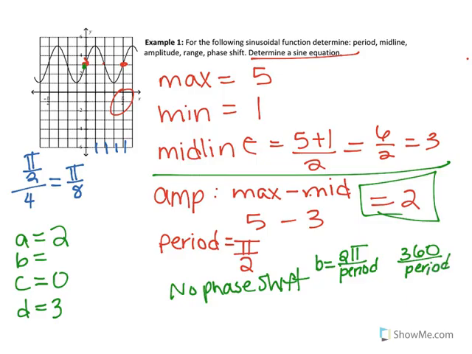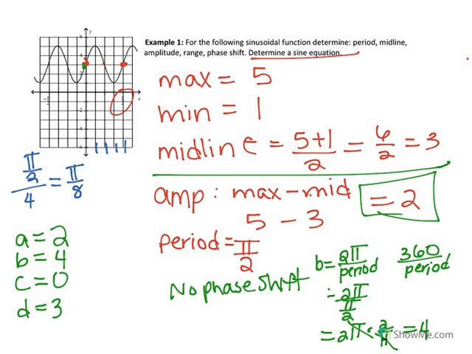Because it is a fraction of 1 over B, just like all of our other lessons have been. So it would be 2 pi divided by pi over 2. So this is the same as 2 pi times 2 over pi. The pi's will cancel and we are left with 4. So my b value is 4.